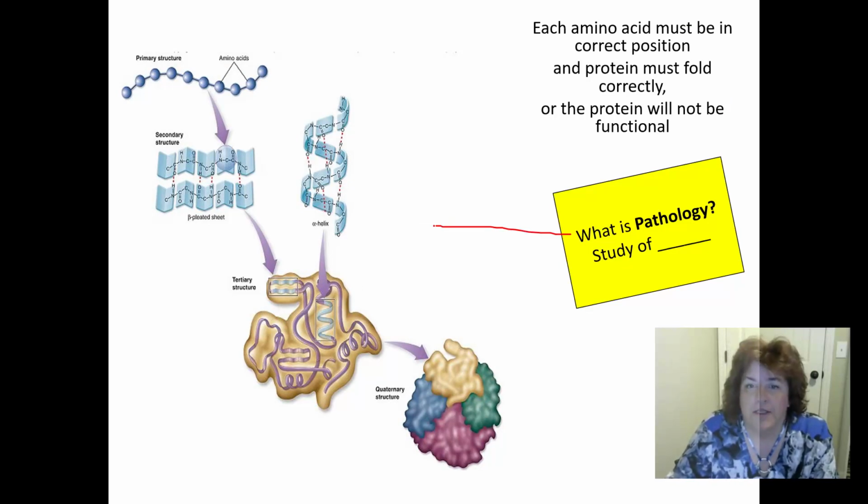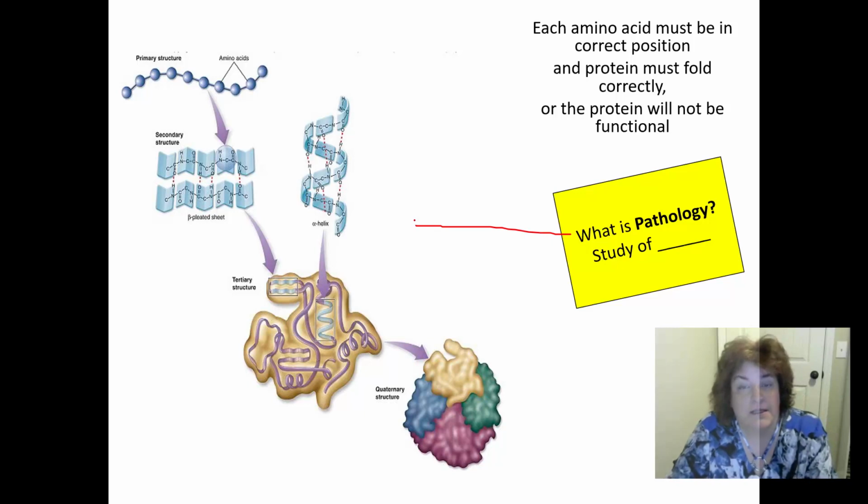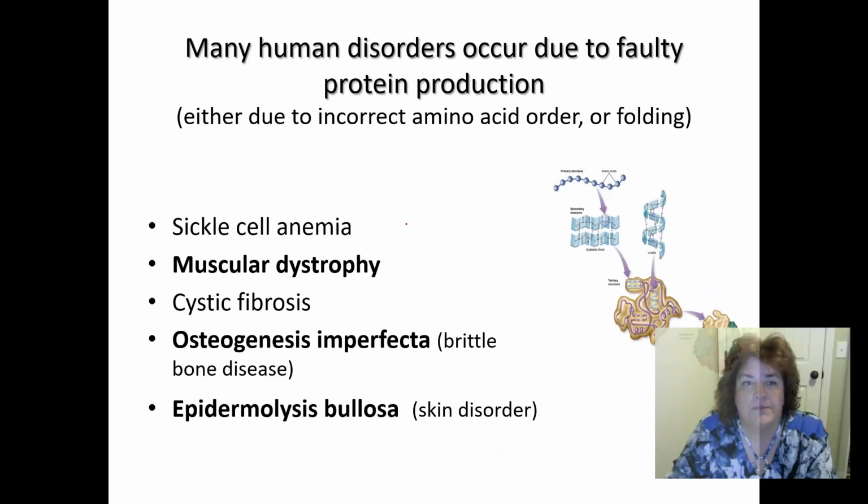So pathology is the study of diseases, like infectious diseases, okay? But it's also the study of disorders. So sometimes there are genetic disorders in which these amino acids don't come together correctly, and you have some severe consequences. So the proteins have to fold in the correct order, or that protein won't be able to do its job.